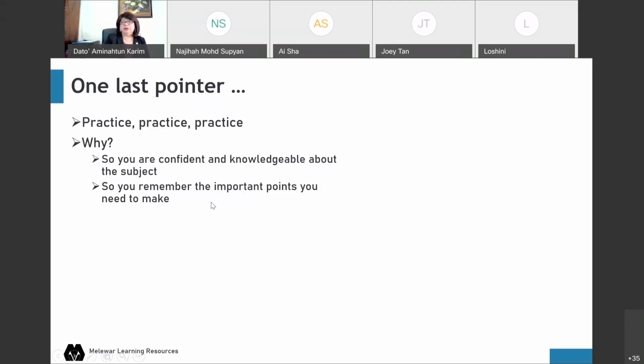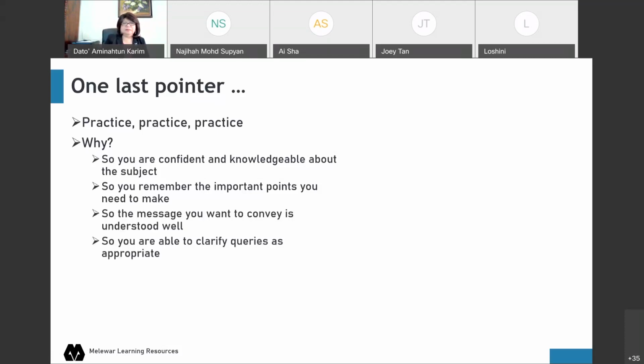And of course, the other thing about practicing is so that you remember the important points you need to make in the presentation, right? So when you practice, it's already in your mind, and the message you convey is well understood. The best part is you are able to clarify certain queries as appropriate. When people ask you, say somebody asks about the fonts to be used, because I have spoken about it and I've practiced the slides and know what's in my slides, I can answer the questions, right?